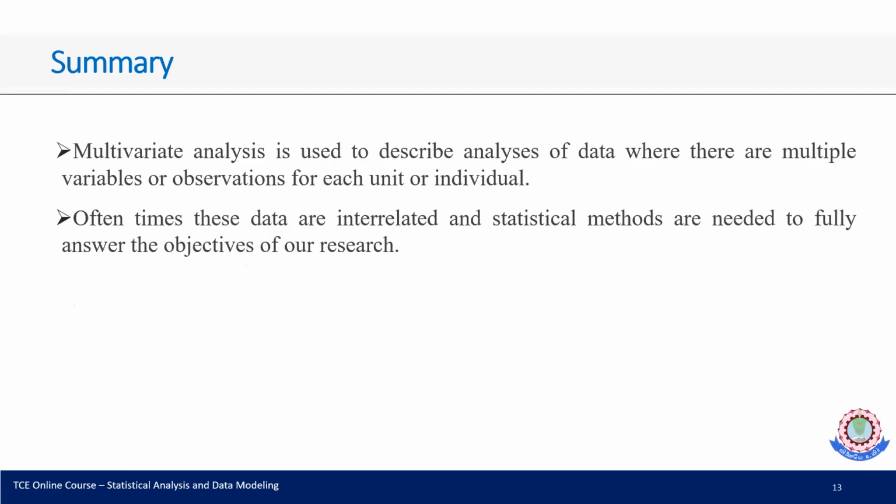Summary: multivariate analysis is used for describing the analysis of data where there are multiple variables or observations for each unit or individual. Oftentimes, these data are interrelated and statistical methods are needed to fulfill the objective of the researcher. So this is multivariate analysis, which is present for the raw data set.